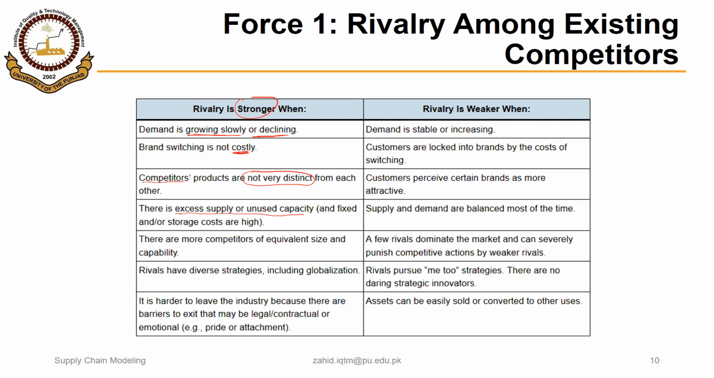There are more competitors of equivalent size and capability. So the number of competitors is more. So there are more people who can provide the same solution, same service, same product. So the customer again has the choice. Competition will be strong. Rivals have diverse strategies, including globalization. So not only are there different manufacturers or service providers available, but they have different strategies to reach the customer as well. The customer again has options to choose, so competition will be strong.